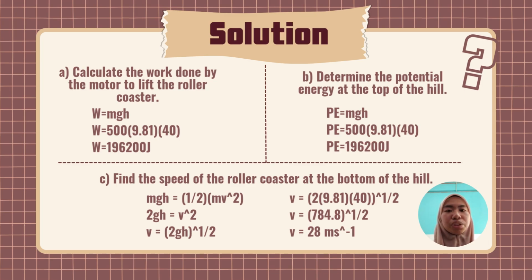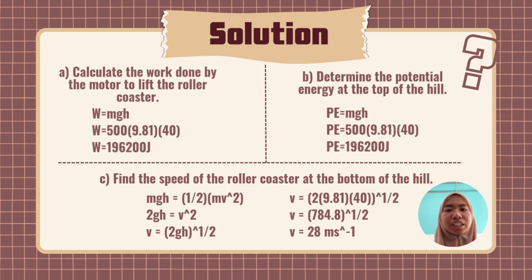Substitute the given values, which is W equals 500 multiplied by 9.81 multiplied by 40. So the work done by the motor is 196,200 joules. Next, for question B, determine the potential energy at the top of the hill. The potential energy at the top of the hill is also calculated using the formula PE equals mgh. Using the same values, the potential energy is 196,200 joules.